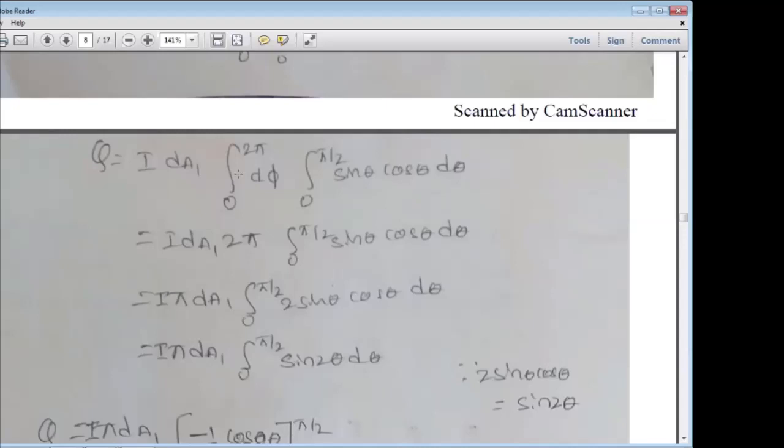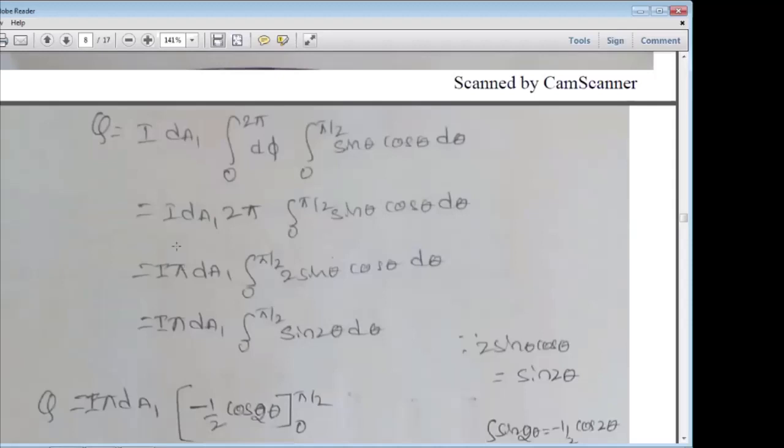Then what is the integration of d phi? Integration of d phi is phi, just as integration of dx is equal to x. Then substitute the limit, and that becomes 2 pi. So I into dA1 into 2 pi, and again the integration from 0 to pi by 2 of sine theta cos theta d theta. Then you take that 2 inside: I pi dA1, integral from 0 to pi by 2 of 2 sine theta cos theta d theta.